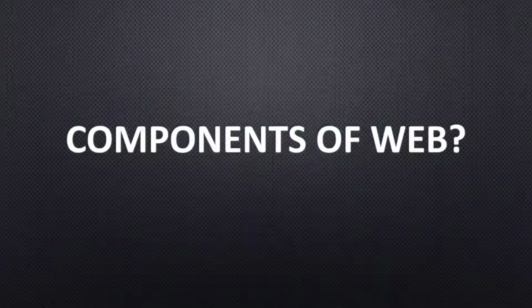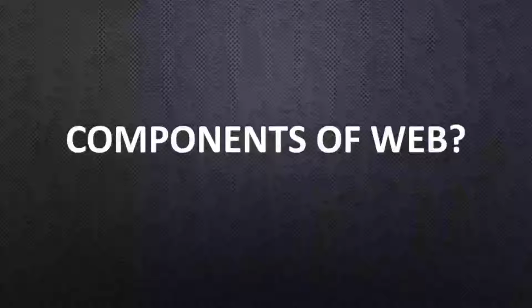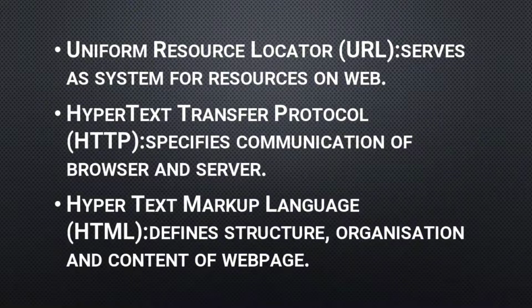Next, components of web. So we have some components for web. They are uniform resource locator, hypertext transfer protocol, and hypertext markup language. So uniform resource locator is like an address. If someone wanted to come to your residence, that means they wanted to have your address. Like that, if you wanted to access any web page, then that has a particular address. If you have that address, then you can reach that website. So URL is used for that purpose.